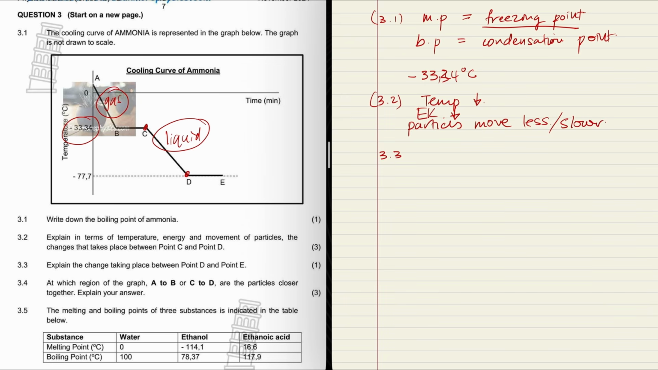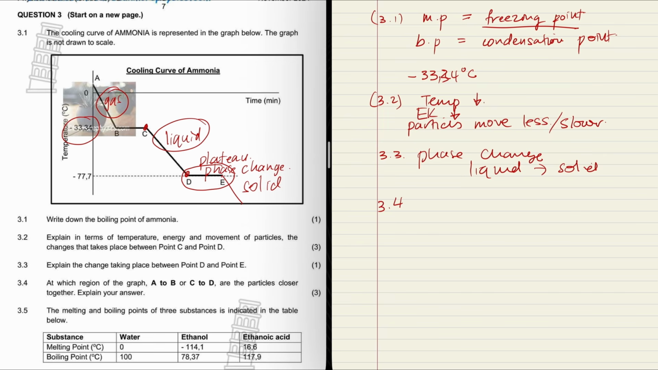Now question 3.3. Explain the change taking place between point D and E. At this point, you are going to have a phase change. I call this a plateau, and at a plateau, you have a phase change. So we are going to have a phase change from a liquid, and if we continue this, it would be a solid. So a phase change from a liquid to solid.